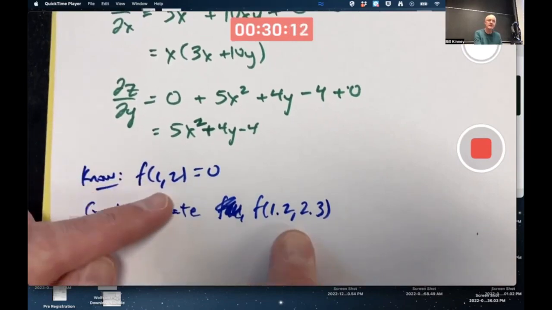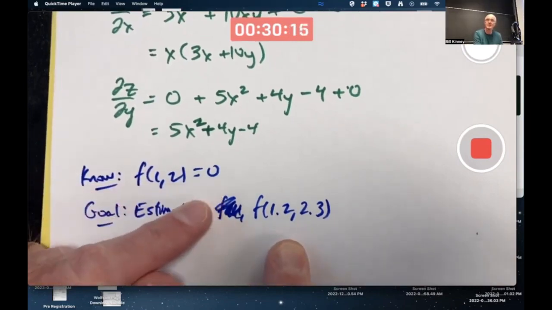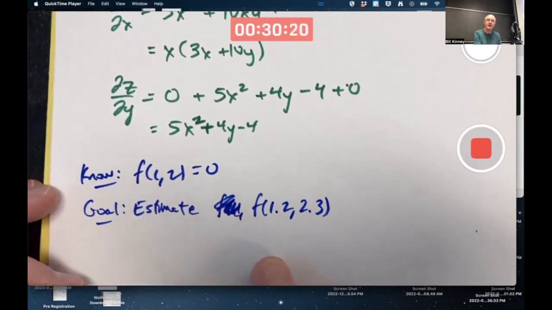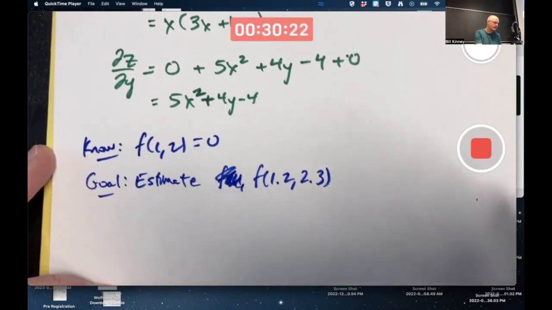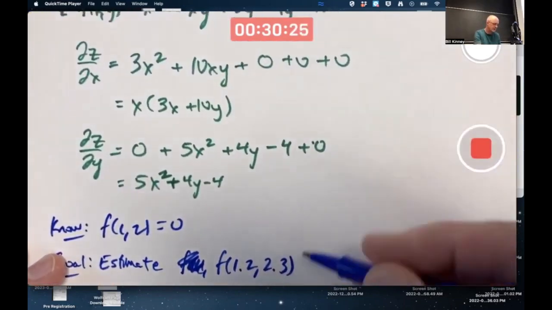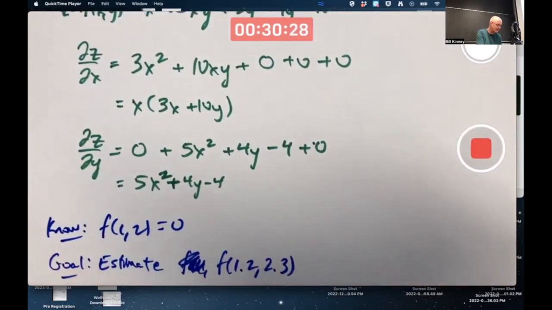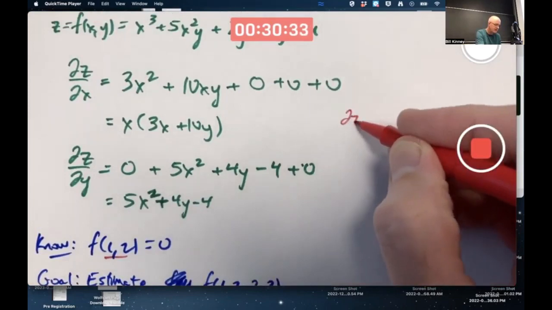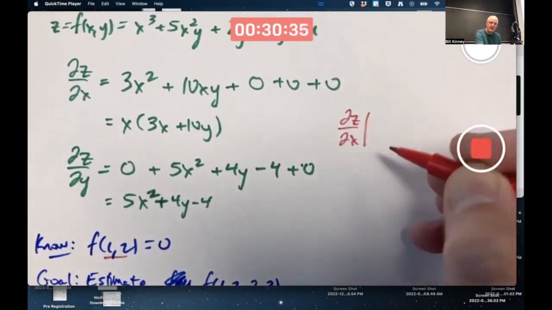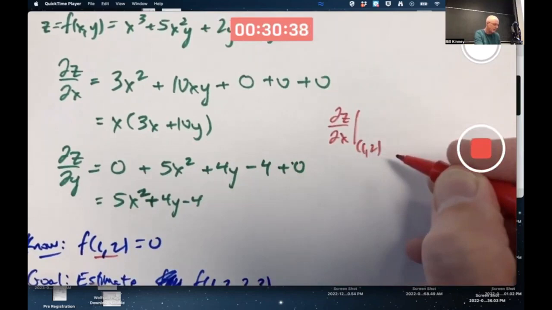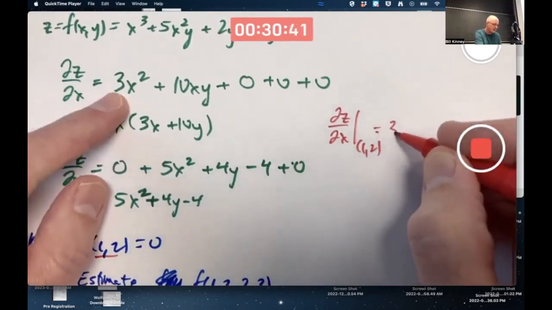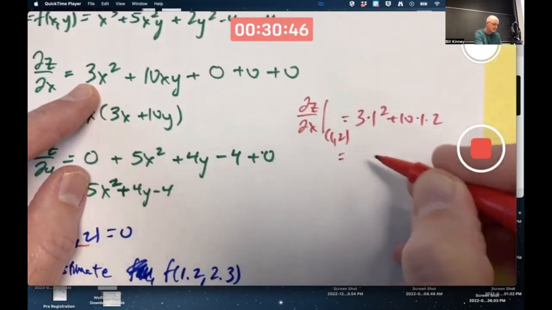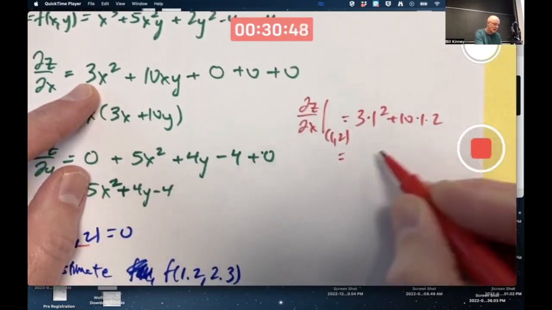I've changed the inputs a little bit. The outputs will change a little bit from 0 to something non-zero. I can use these derivatives to figure out how much. How? Well, again, these derivatives are rates of change. I can plug in the point in question, 1, 2, that I'm letting x and y change from, into these derivatives. I can find the partial of z with respect to x evaluated at the point 1, 2. Plug that into this formula. Get 3 times 1 squared plus 10 times 1 times 2. That's 3 plus 20 is 23.